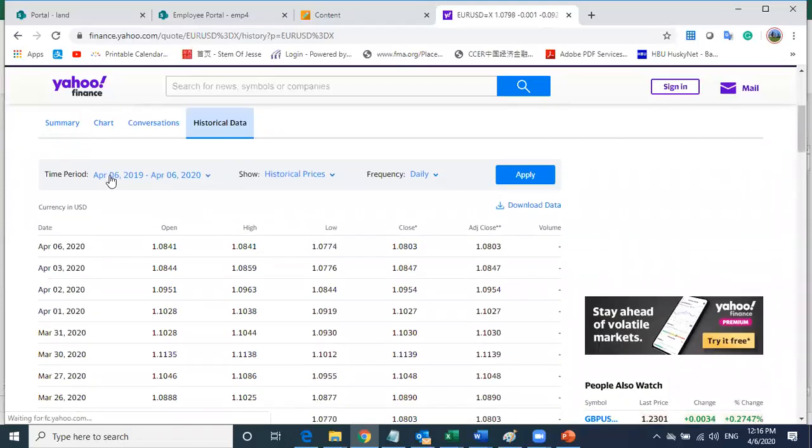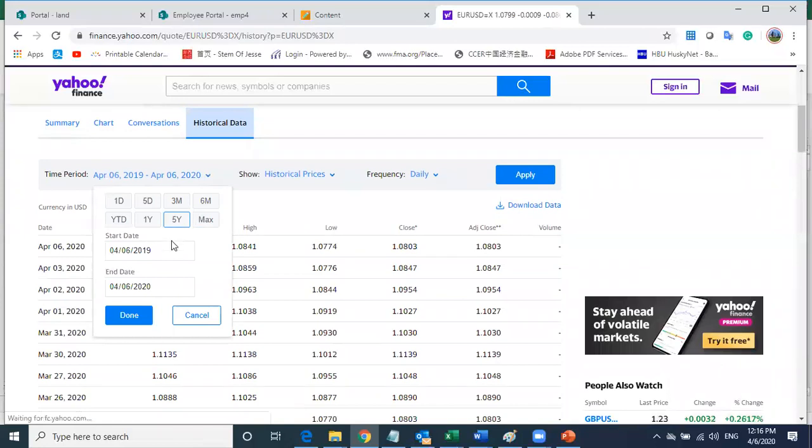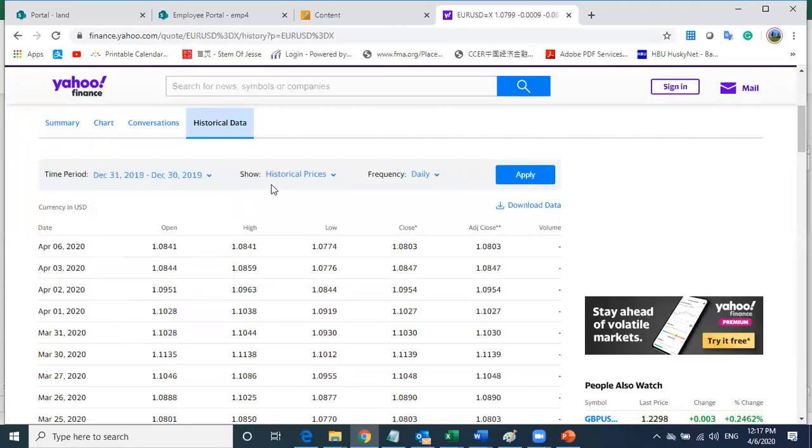And I choose the time period. With euro, we choose from the first day of 2019, 01, to the end, 12/31 of 2019. So we choose the exchange rate of the euro for 2019. We click on historical price, use the daily price, and apply. Then you download the data.